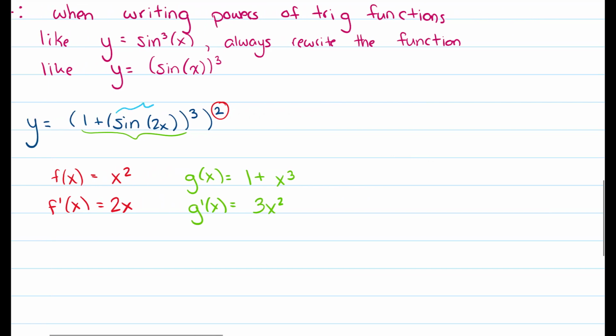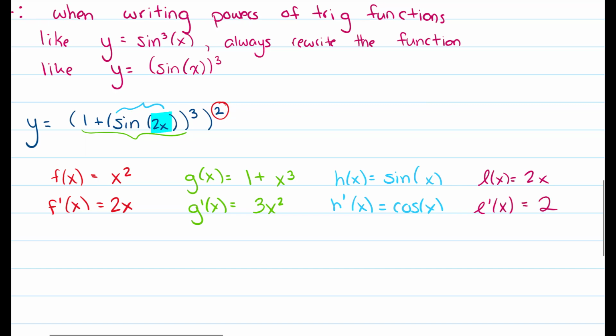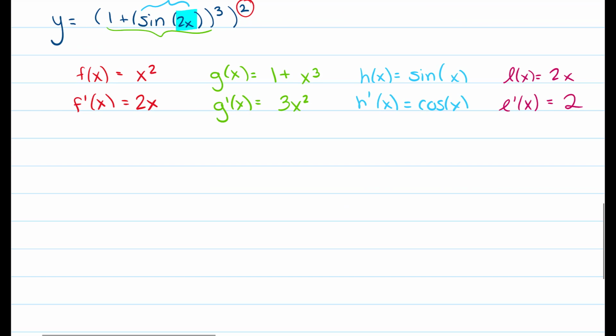And I get my next piece is right here. So h of x is equal to sine of x, so h prime of x is then cosine of x. And I have one more piece on the inside, which is just that last 2x. So L of x is equal to 2x, and L prime of x is equal to just 2. So the pattern here is I keep taking the derivative of the inside pieces until I'm not left with any inside pieces. So if we do this right, it should just be this times this times this times this.